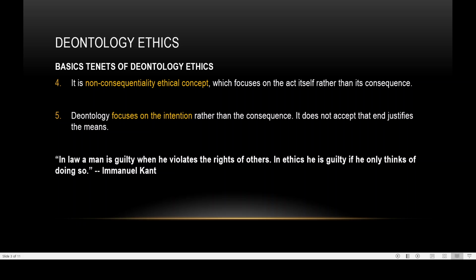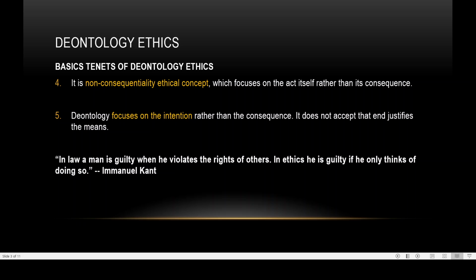Say you have a piece of land. Next to it is your neighbor's land which is vacant. You wanted to take one or two feet of your neighbor's land so that you can stretch your wall. You wanted to do that, but you did not actually do it. So as per law, you don't do anything wrong. But ethically, thinking of doing wrong is also an unethical action, as per Immanuel Kant.